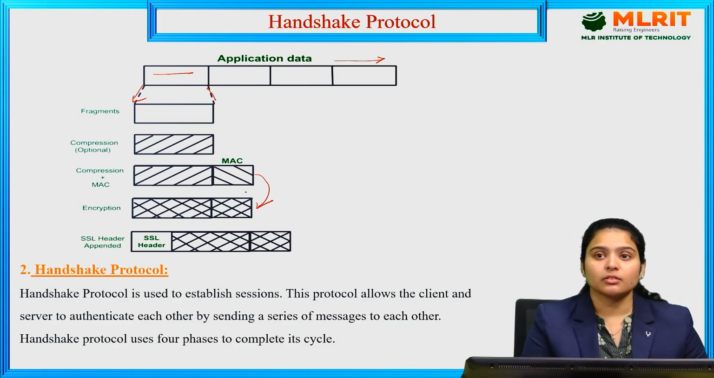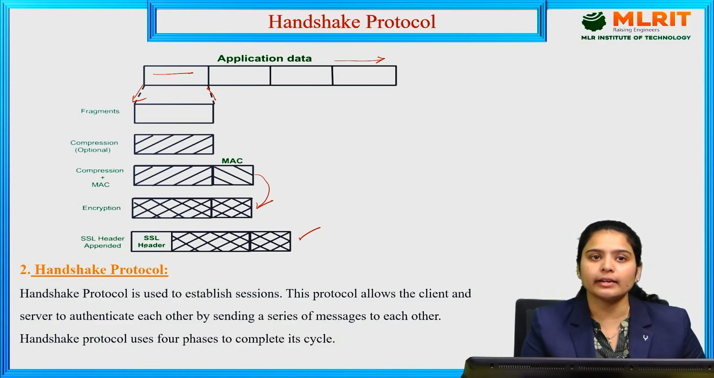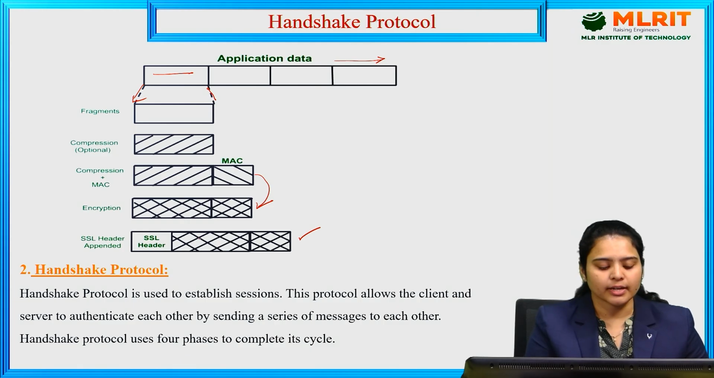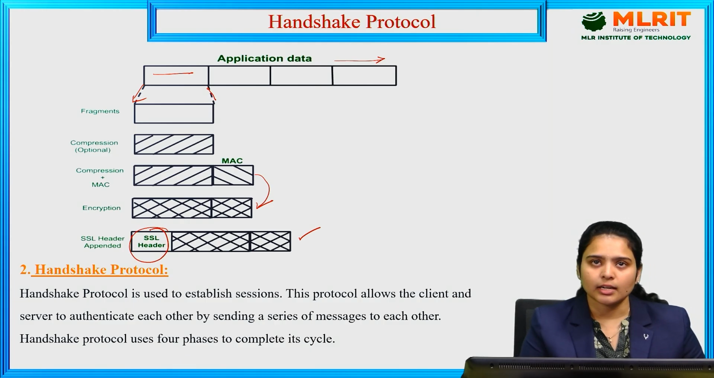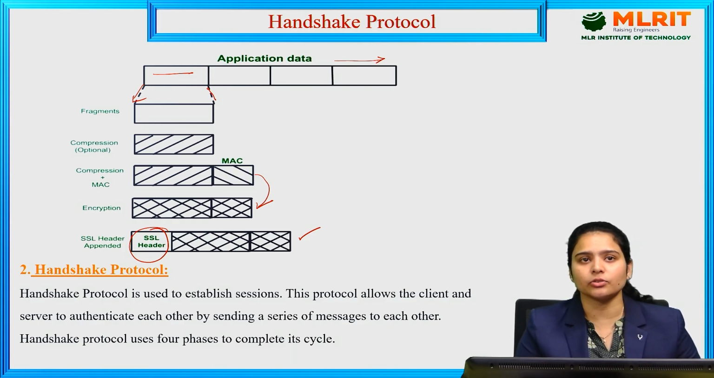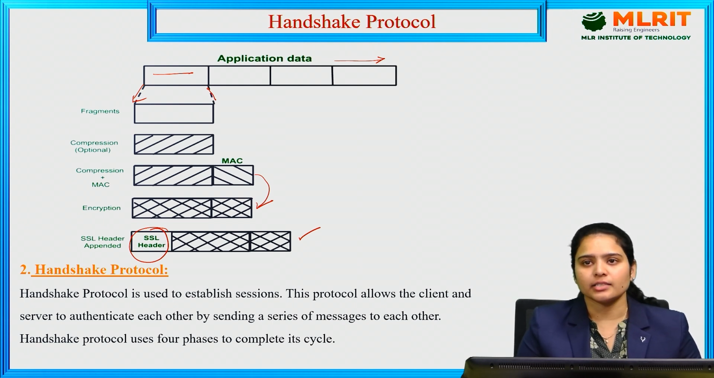The next step is the SSL header being appended. After the encryption process is done, the SSL header is added. The application data is divided into fragments, and each fragment goes through compression and the MAC. After this is completed, the whole output gets an SSL header.